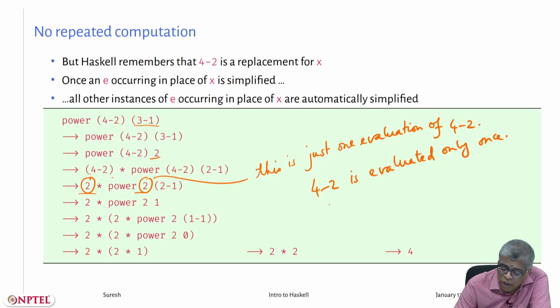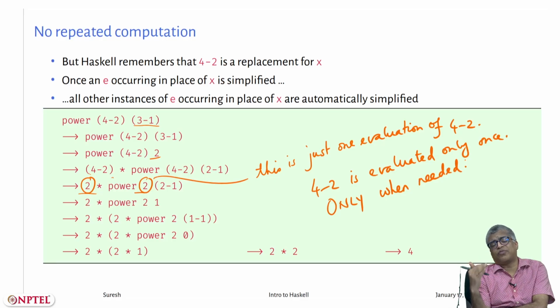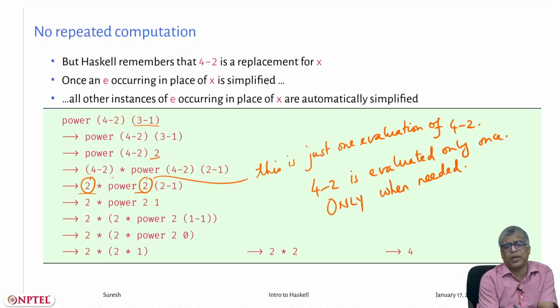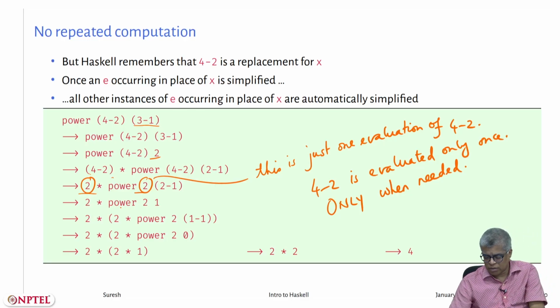But more importantly, only when needed. To be able to determine whether to apply the first rule or the second rule, you don't need to evaluate 4 minus 2. You need to evaluate 4 minus 2 when you have to do the multiplication. 4 minus 2 times something, then that is when you need to evaluate 4 minus 2. At that point it is evaluated, but that value is automatically substituted for all the other occurrences of 4 minus 2 in that huge expression.